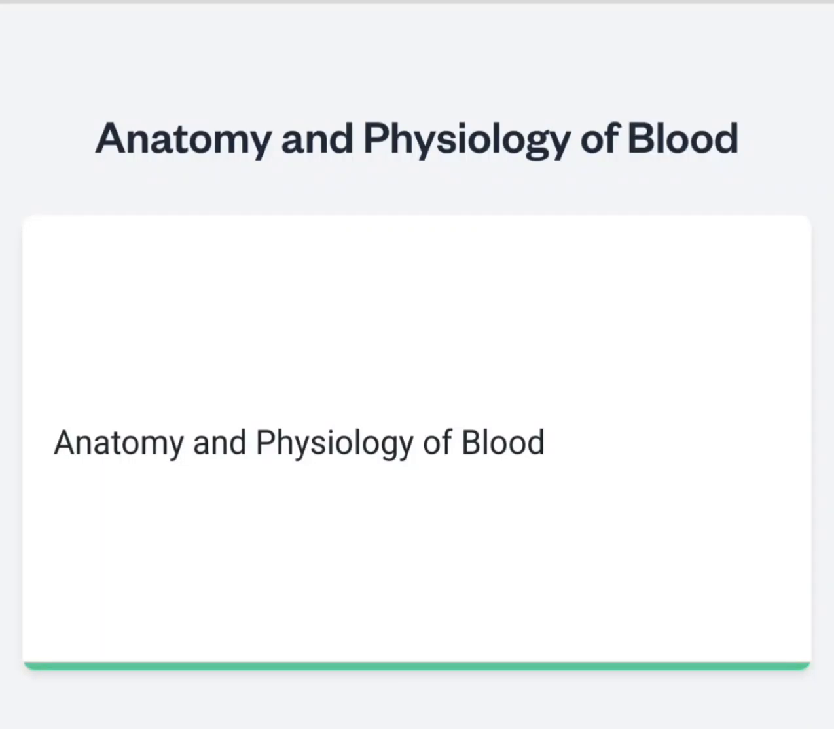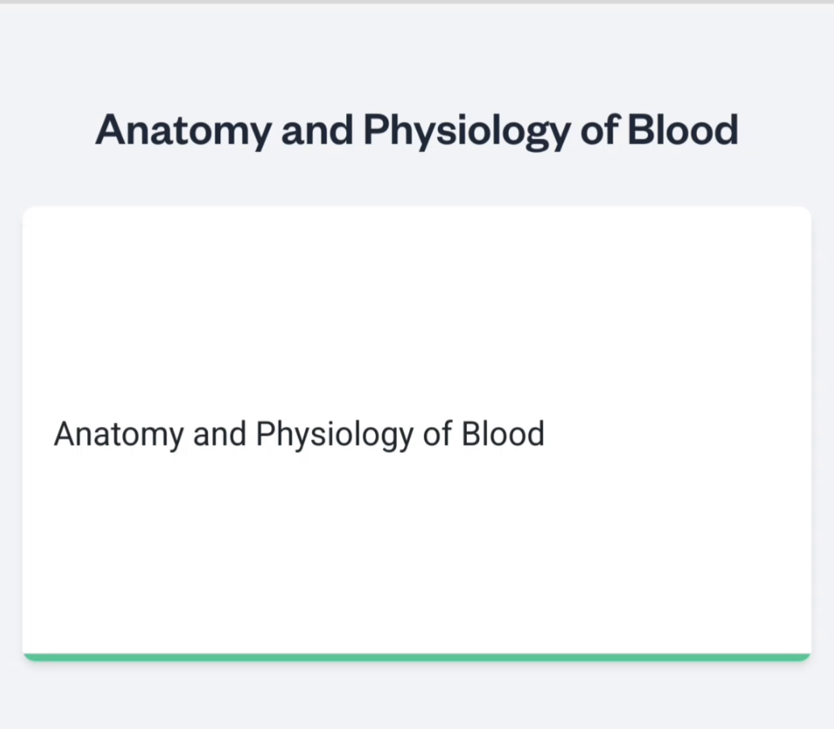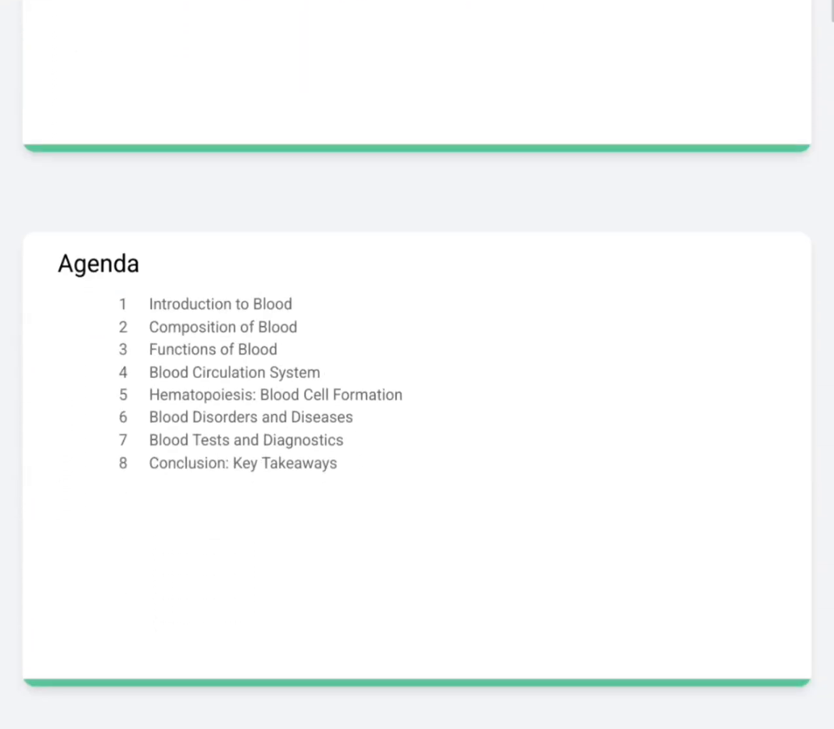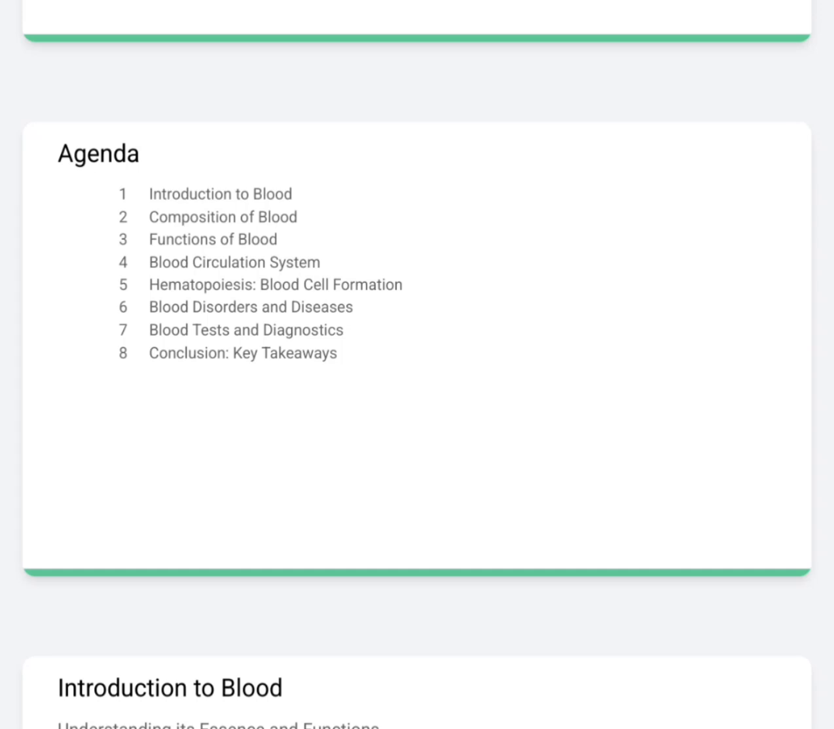Today we are going to talk about anatomy and physiology of blood. So our today's agenda is introduction to blood, composition of blood, functions of blood, blood circulatory system, hematopoiesis, blood cell formation, blood disorders and diseases, blood test and diagnostics, conclusion, key takeaways.